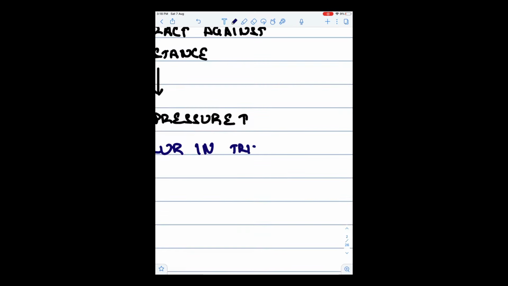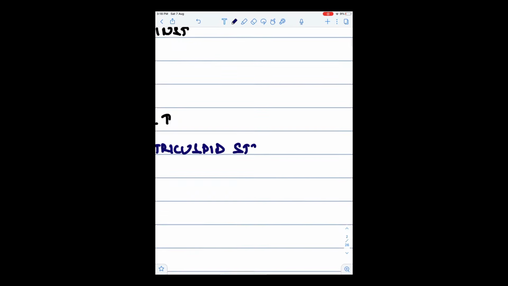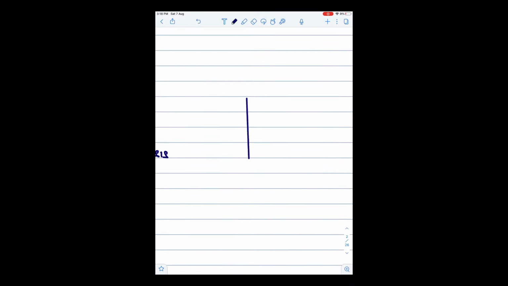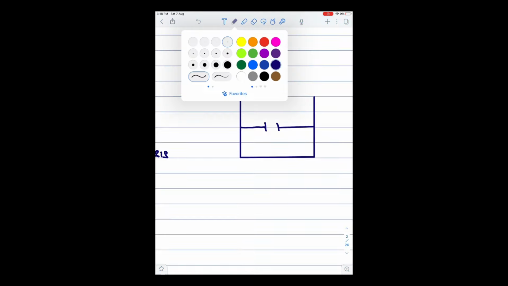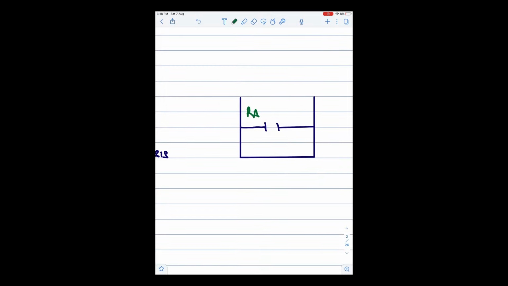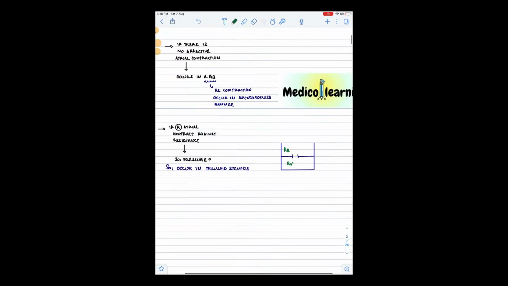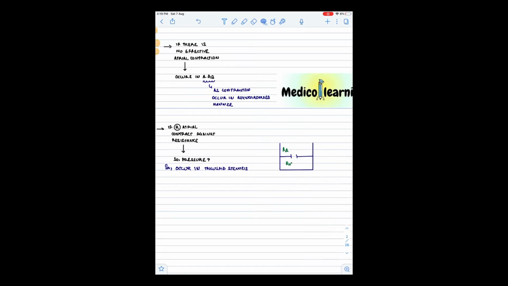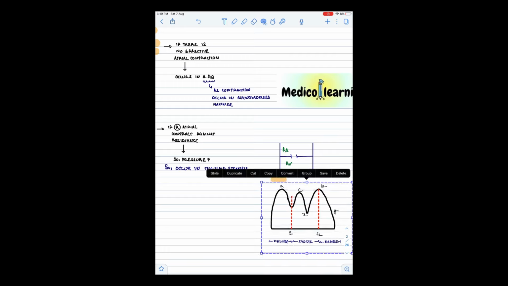It occurs in situations such as tricuspid stenosis. There is a stenosis of the tricuspid valve, so the atrium contracts against a resistance, leading to increase in the pressure in the right atrium. In this diagram, there is right atrium, there is right ventricle, and there is a stenosis of the tricuspid valve, because of which the pressure within the right atrium is increased.